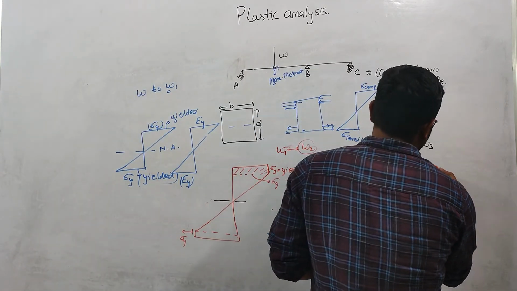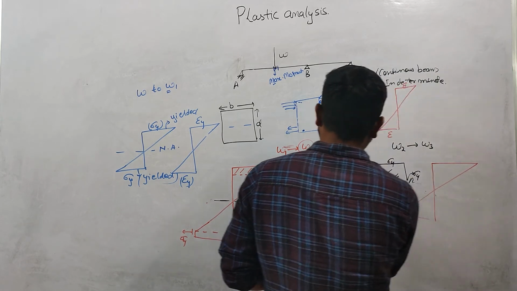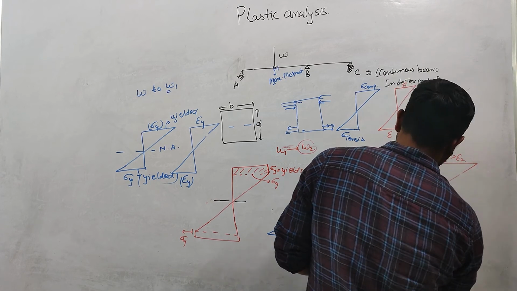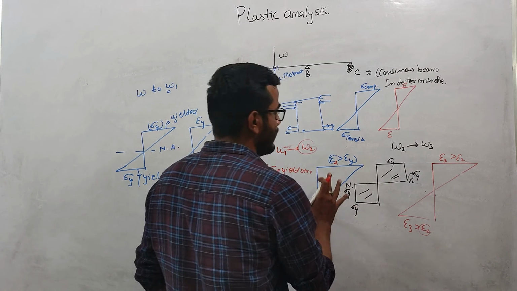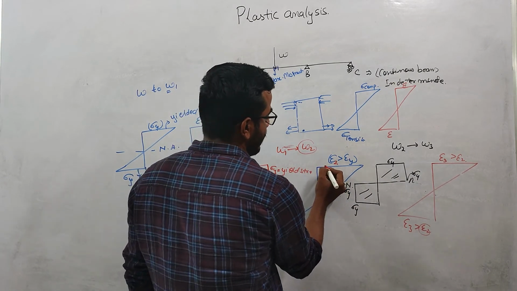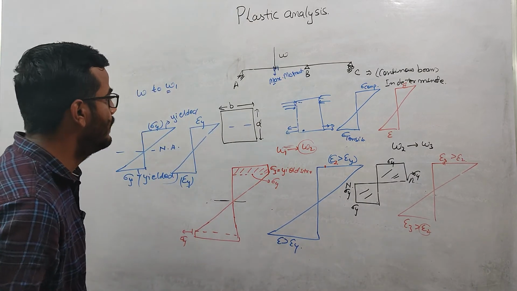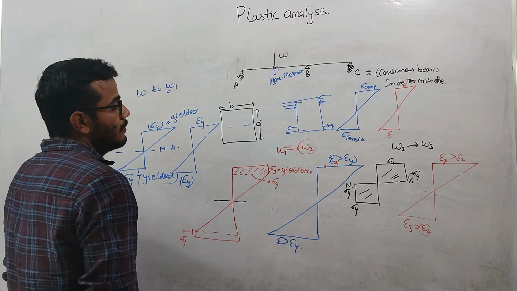And the strain diagram corresponding to this will look like this. Let us suppose this is epsilon 2. This epsilon 3 will be greater than epsilon 2. Similarly here, epsilon 3 is greater than epsilon 2. The strain will increase. This strain is less than this strain, so the strain diagram will always be increasing. So this is the case.